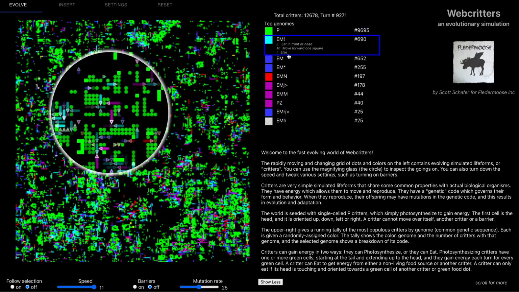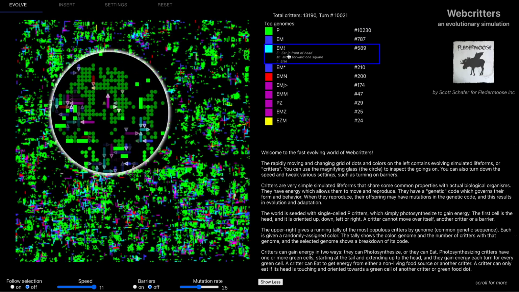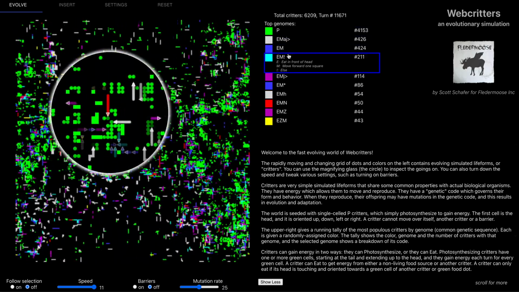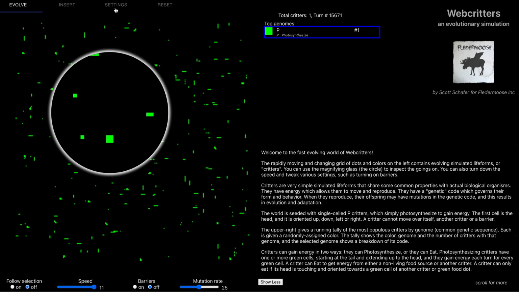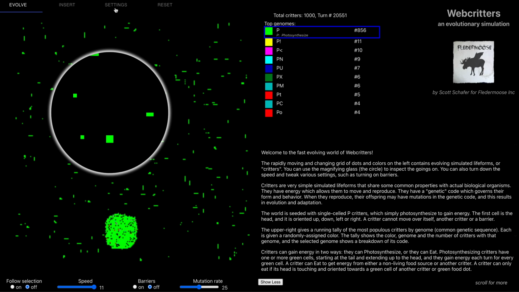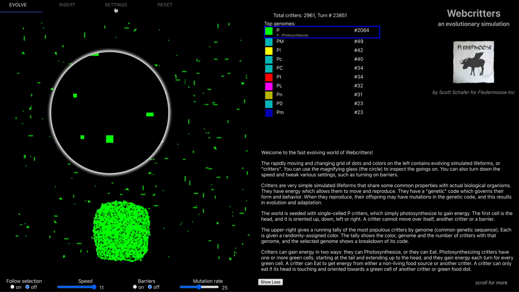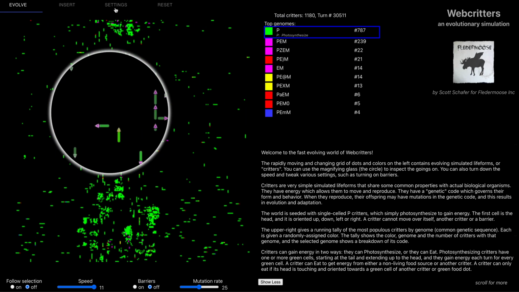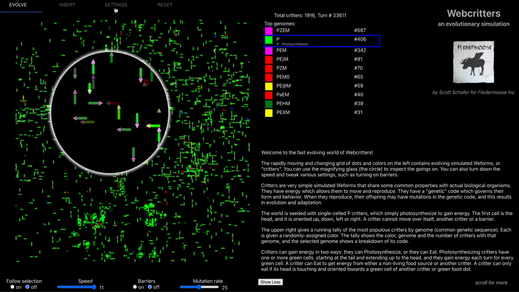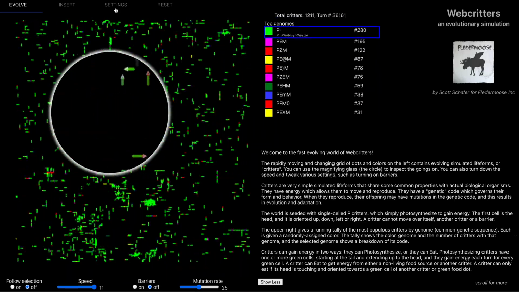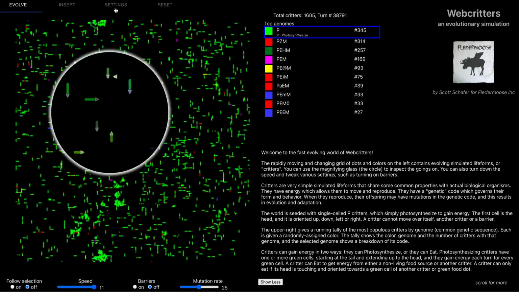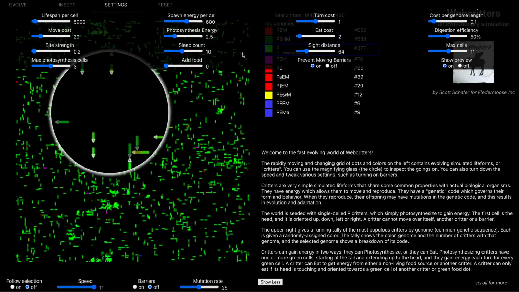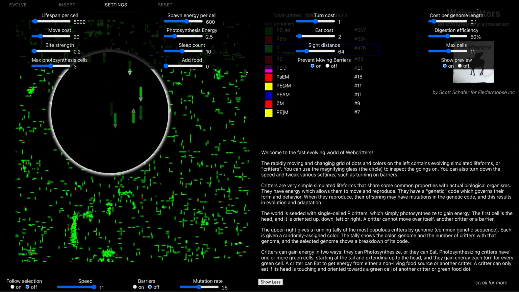Okay, so critters are normally as long as the number of instructions in their genome. If we go to settings, oh, well, that was interesting and kind of sad. In this last run, the population seemed to crash. That's what happens when you mess around with evolution. But what I was going to say is that in the settings area, there are a lot of different settings that you can play around with.